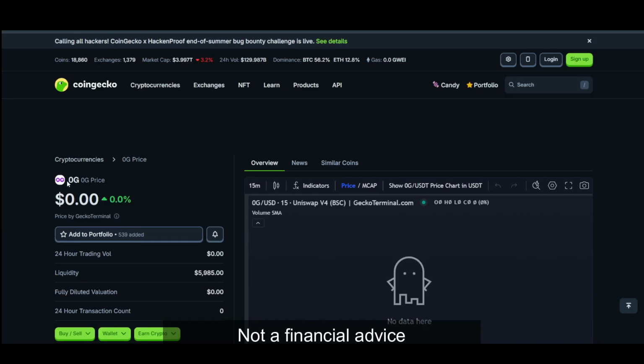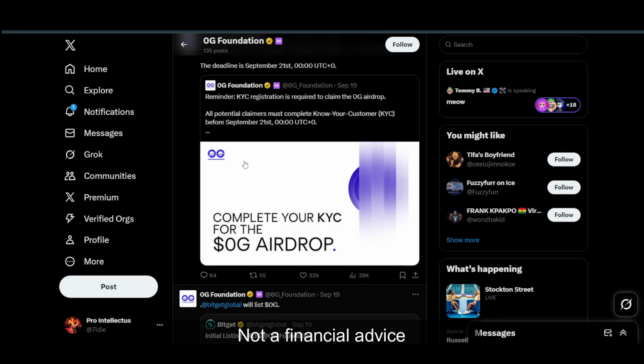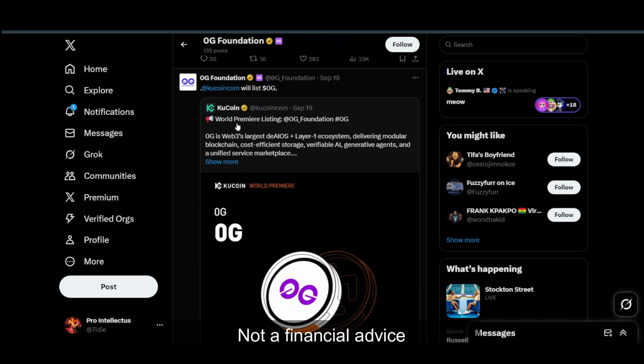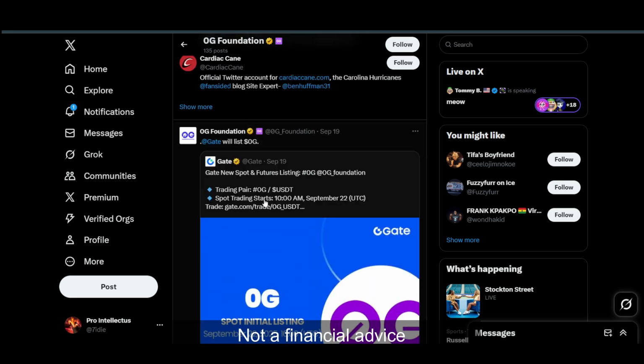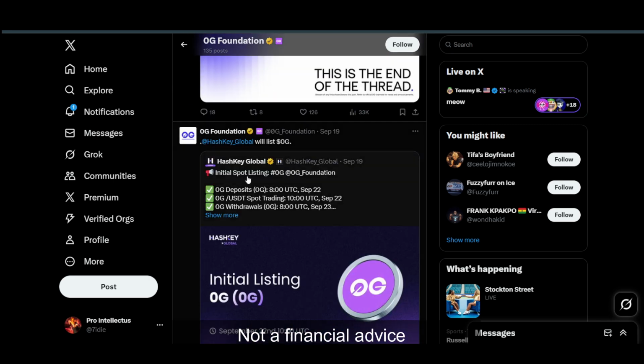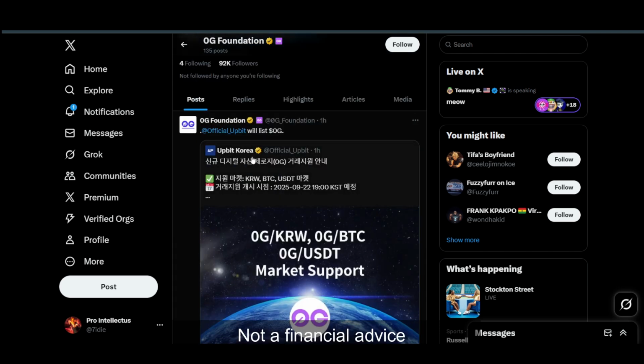So today we're looking at a token called 0G. This is a newly launched token. It has yet to launch, of course. Now, as of now, there are already big listings waiting for this token, starting from Kraken, followed by Bitcat, and after that KuCoin, MEXC. There is also Gate.io, and the biggest one is of course going to be Upbit Korea.